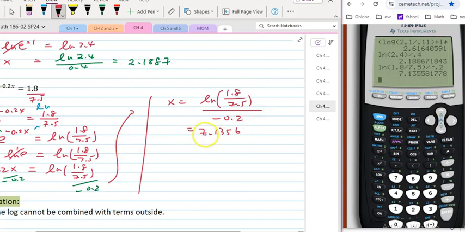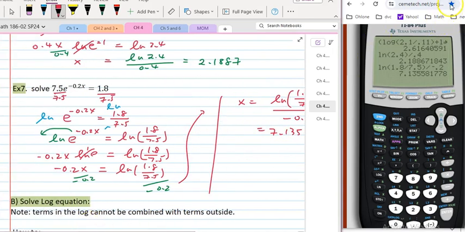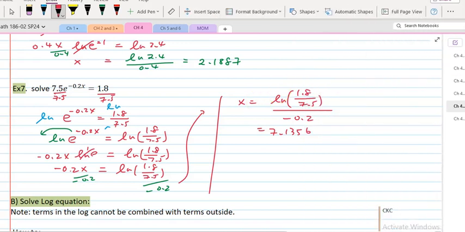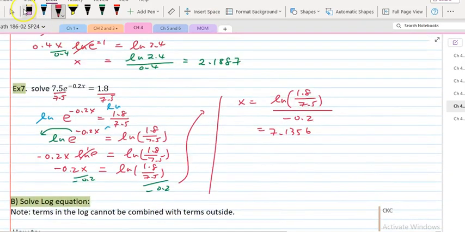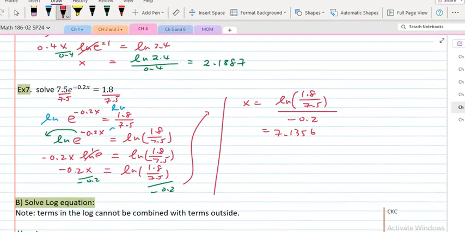Okay, so that's how you solve an exponential equation. In the next video, we'll talk about how to solve log equations. But out of the two, solving exponential equations is most important.